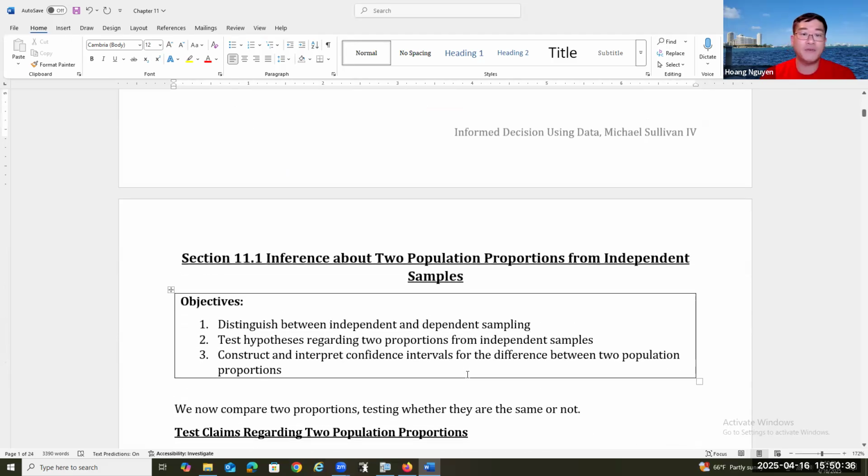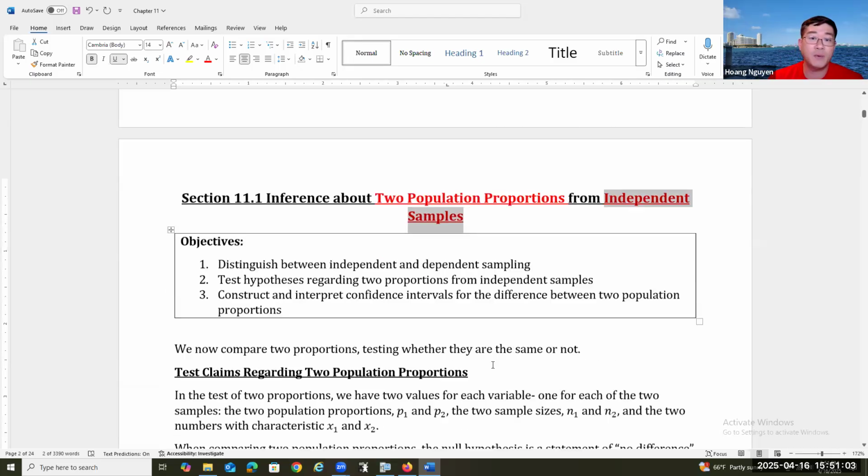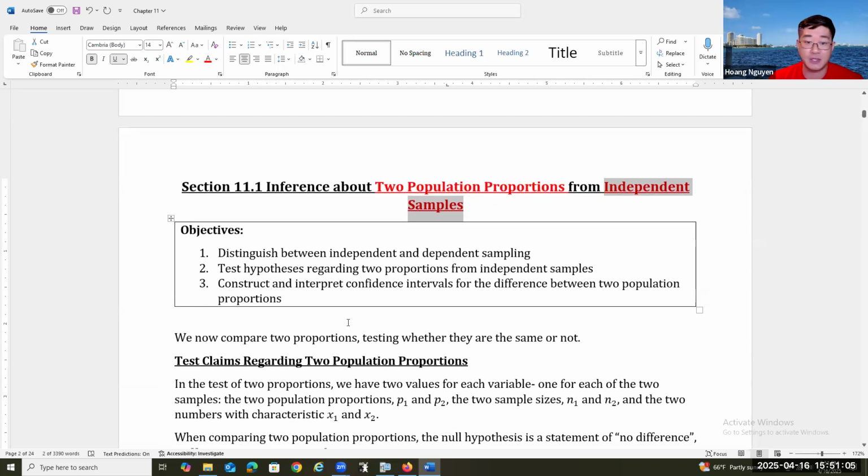We're going to talk about inference about two population proportions from independent samples. So we're going to do inferential statistics about two population proportions, from independent samples. Inferential statistics means that we're going to do the hypothesis test and the confidence interval. We're going to take a look at the first one first, which is the hypothesis test.